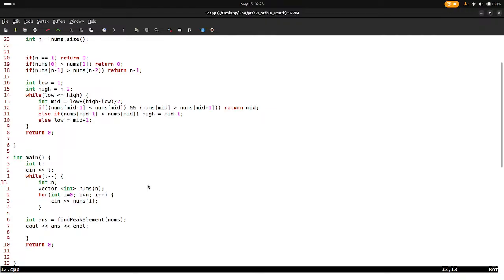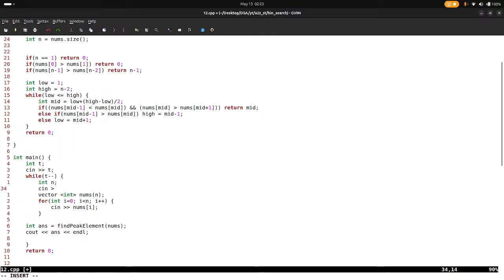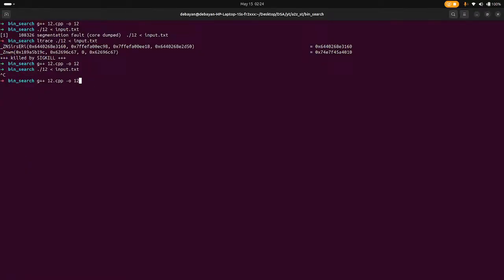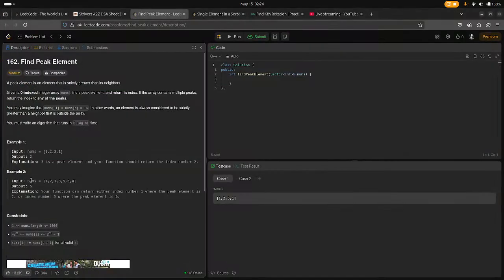Oh, I haven't taken the value of n. That's why I'm thinking I should be having some problem with the input. When I was doing ltrace, I saw the problem with it. My bad. When I did it, 2.5, that is my answer. Yeah, that's my answer.